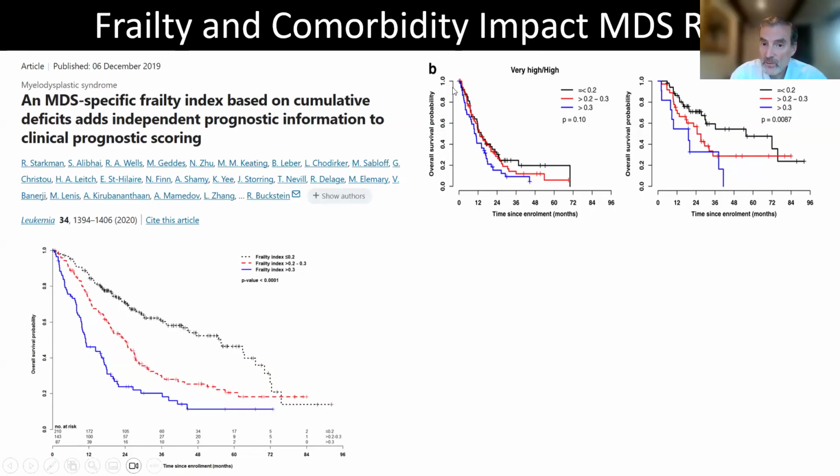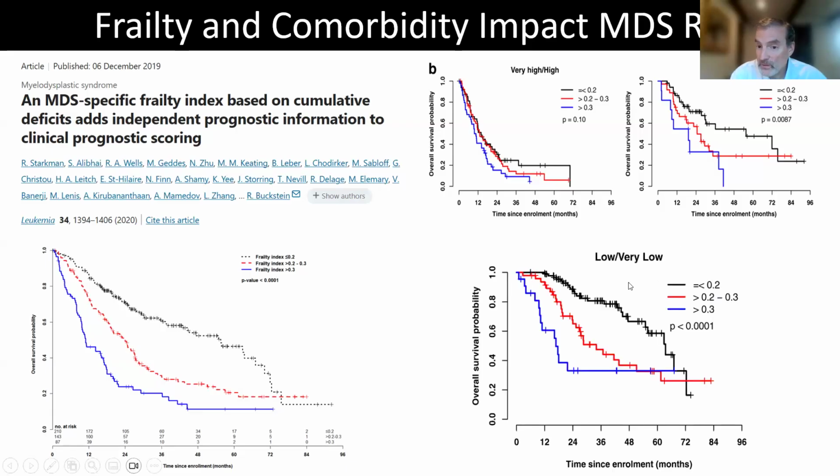Now, if a person has very high risk by the IPSS-R, probably their physical well-being at that moment isn't going to overcome the disease-related risk. But for people who have low or very low risk by the IPSS-R, the majority of their risk is actually determined by their personal factors and not necessarily by their disease factors. So it's important to take these into account.